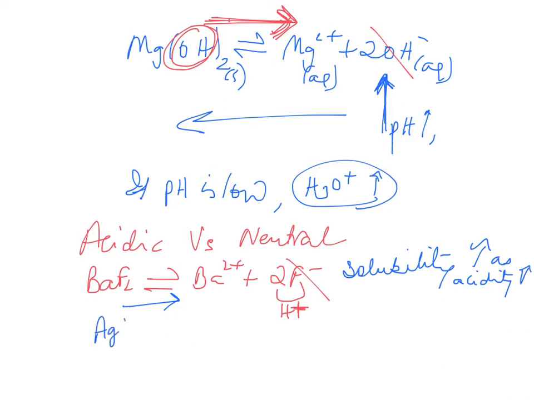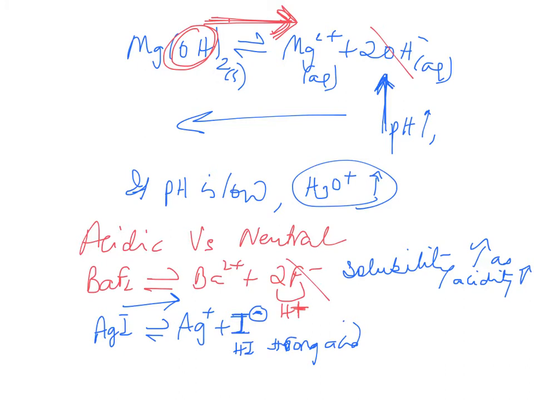AgI is going to give you Ag plus and I minus. In this case, realize I minus is not like a fantastic base. The corresponding acid is HI, which is a strong acid. So the conjugate base is barely basic. Since HI is a very, very strong acid, hence you would say that this is not going to get affected by an acidic solution.